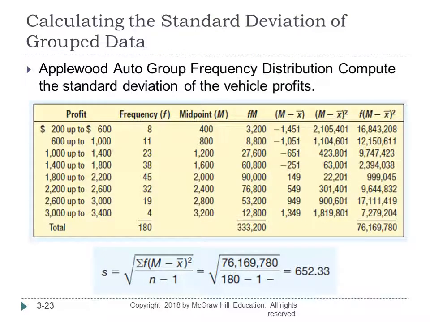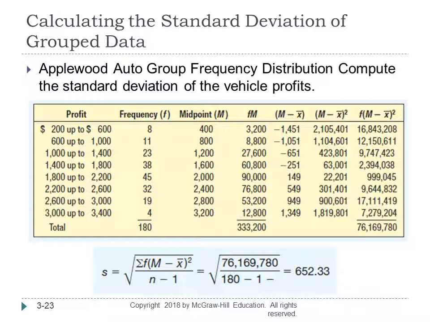Here is the data that we used from the previous example. That was the data for the Applewood Auto Group. If you remember, they sold 180 cars, and we had the profits from these cars. We made a distribution for that. We did a table where we summarized the data.